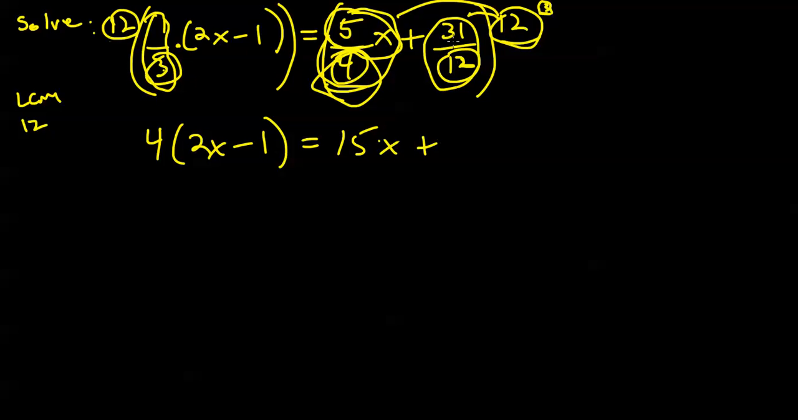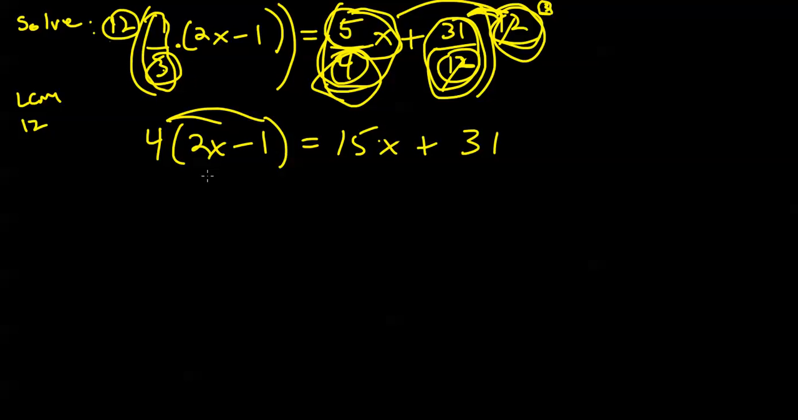Plus, how about 31/12 times 12? Remember, you've got to multiply both these fractions independently by 12. And of course, the 12s just cross cancel here, and I end up with 31. So it looks very nice already. 4 times (2x minus 1) equals 15x plus 31. With that somewhat complicated first step, I'm able to greatly simplify this problem into ones like we've done earlier today.